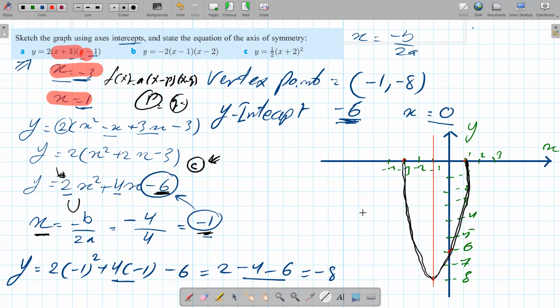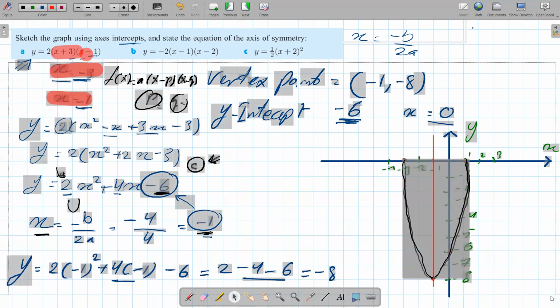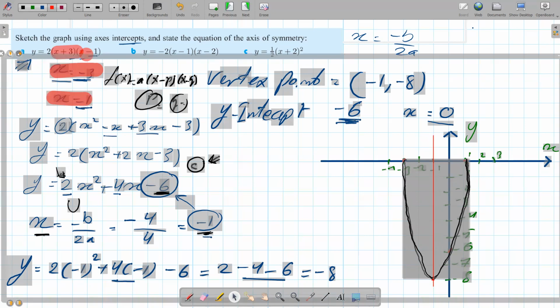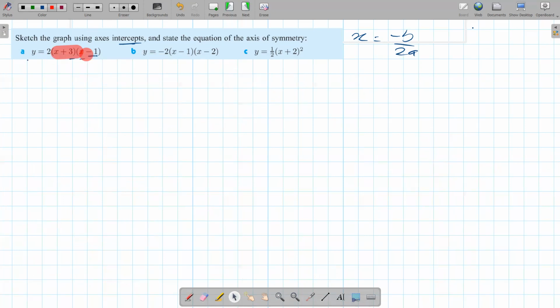Yes. Okay, let's solve another question. Let's solve another question here. Delete all of this stuff. And then we're gonna solve another question. Question B, using the same method.